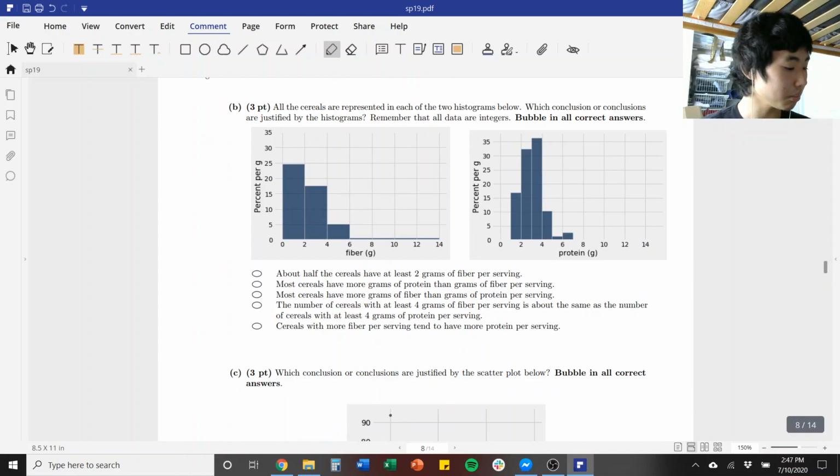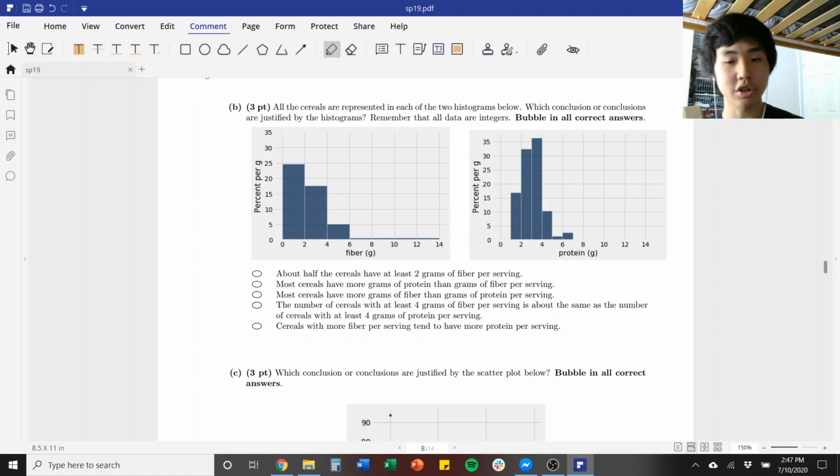Okay, part B. All the cereals are represented in these two histograms. One of them is the amount of fiber, and the other is the amount of protein. So which of the following conclusions are justified? Okay, so the first one is that about half the cereals have at least 2 grams of fiber. So let's draw a line at 2. And in my opinion, this pretty well separates it by half. If you take this small thing right here and put it on top of this bar, it comes out to about the same height. So I would say yes.